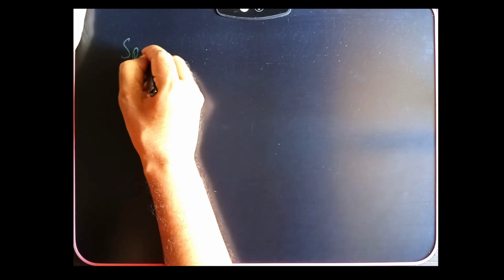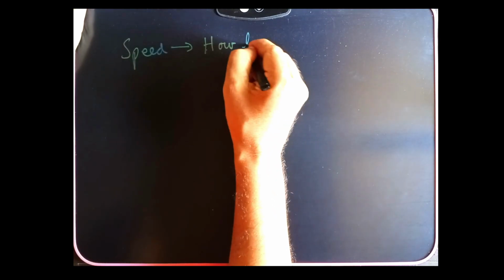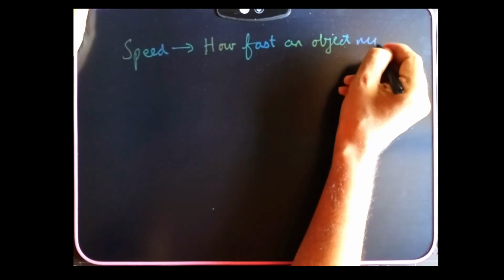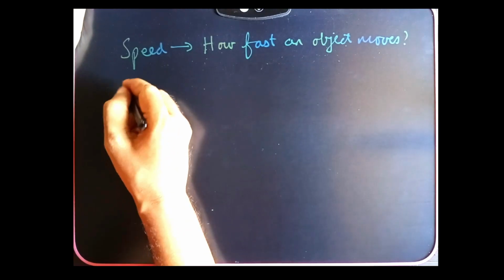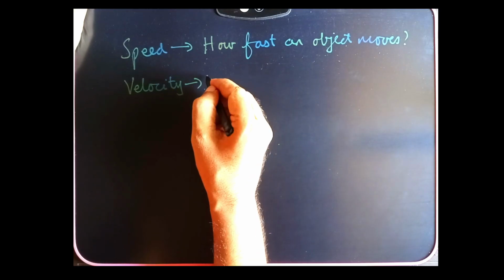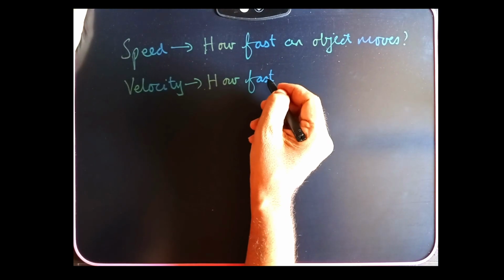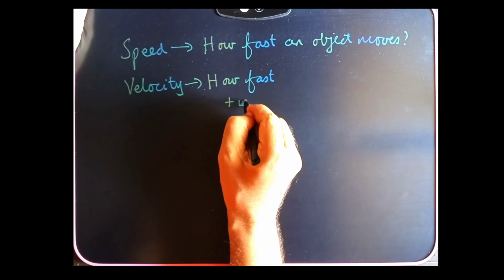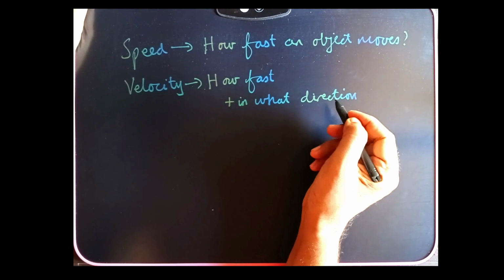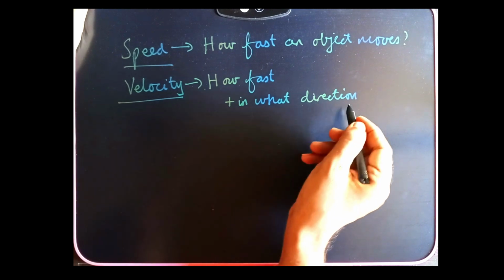Speed. Before going to velocity, let us see speed. Speed tells us how fast an object moves. What does velocity tell us? Velocity also tells us how fast, but along with how fast, it also tells us in what direction. So this is the key difference between speed and velocity: how fast, and how fast plus direction.